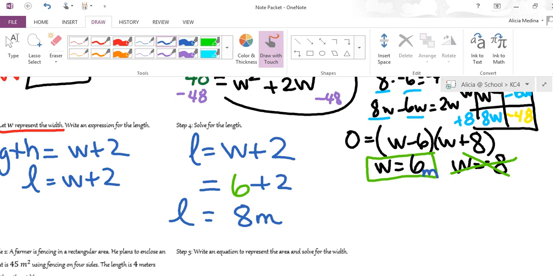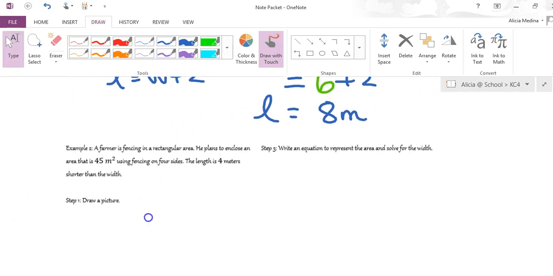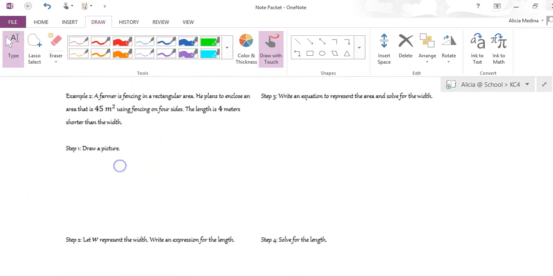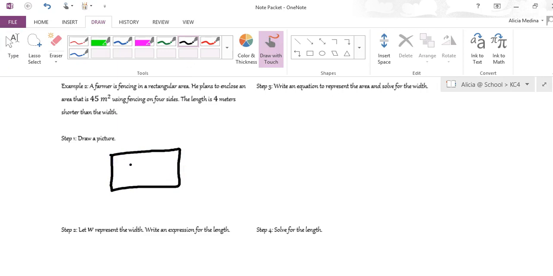Okay? We're going to go ahead and go on to the next example here. Example number 2. A farmer is fencing a rectangle area he plans to enclose. And our area this time is 45 meters squared using fencing on all 4 sides. The length is 4 meters shorter than the width. The first thing is draw a picture. So we have a picture. We know our area is 45. We know this is meters squared.